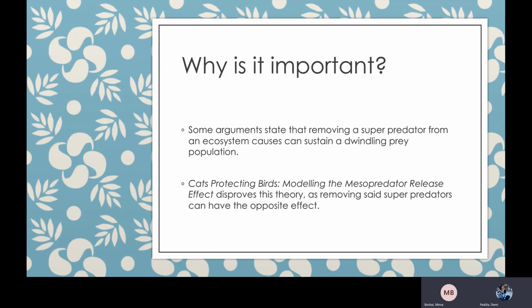Why is this important? Some arguments state that removing a superpredator from an ecosystem can sustain a dwindling prey population. However, this model shows that theory is incorrect, because removing superpredators can have the opposite effect, meaning that there'll be fewer birds all around if you remove the cats.